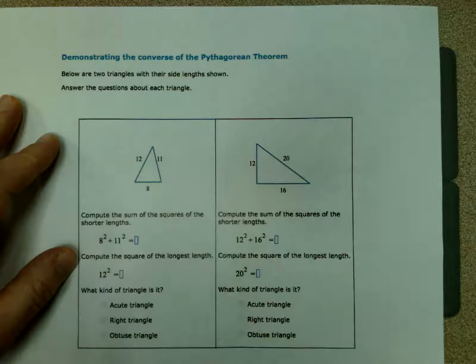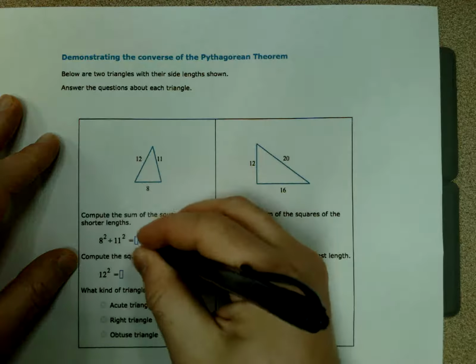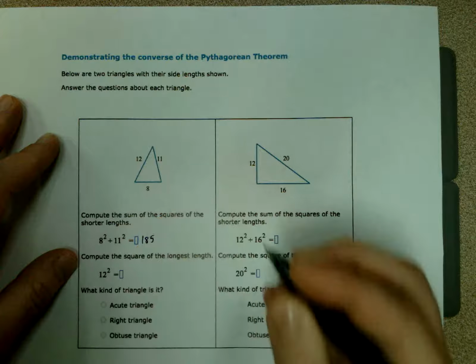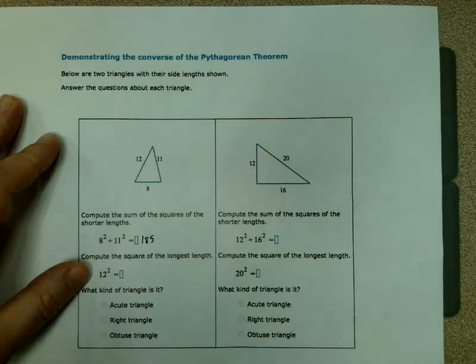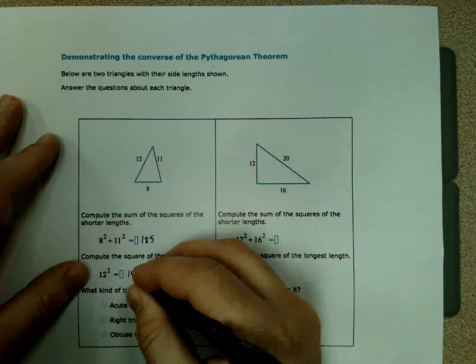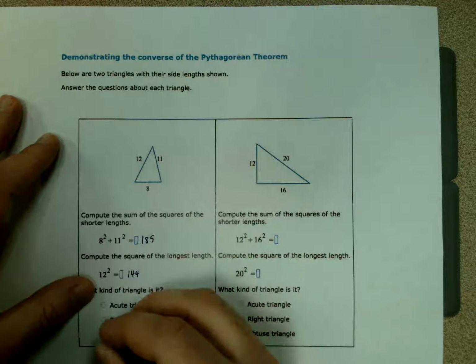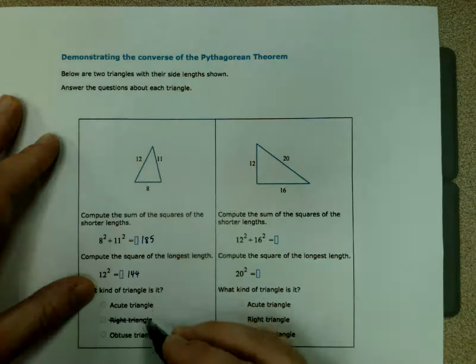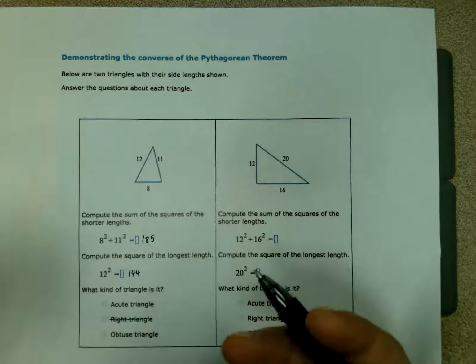So we have 8 squared, which is 64, plus 11 squared, which is 121, which gives us a total of 185. And then 12 squared, which is 144. So these are definitely not equal, so it's not a right triangle. So the question is: an acute triangle or an obtuse triangle?